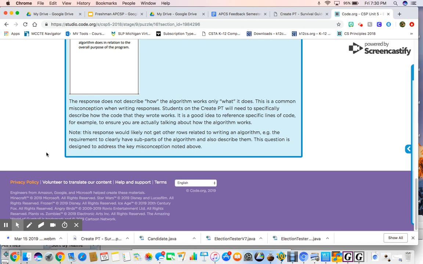This response would likely not get other rows related to writing an algorithm, such as the requirement to clearly have subparts of the algorithm and also describe them. This question is designed to address the key misconceptions noted above. Okay, so what I'm going to do right now is I'm going to stop this video and make the last video for the lesson 10.